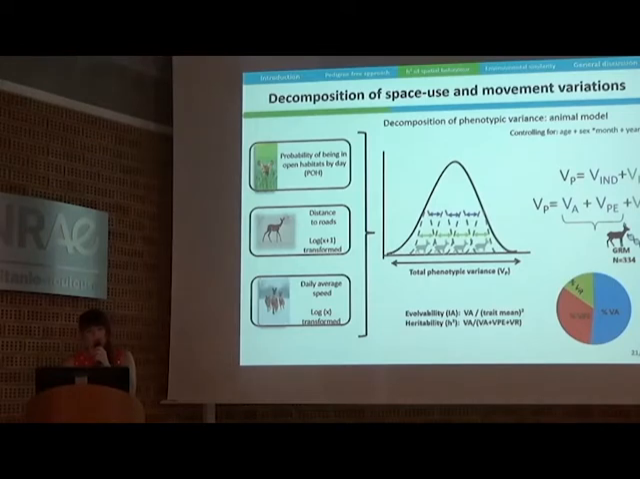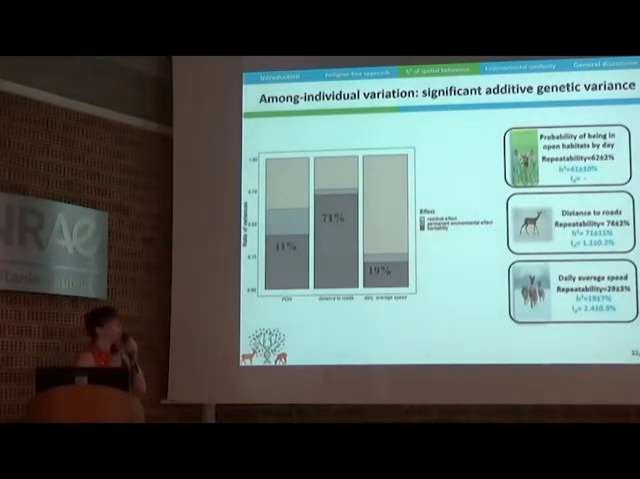Then we assess the different metrics to have evolutionary potential, such as evolvability and heritability. So what you can see in this graph is the decomposition of phenotypic variation for being in open habitat, distance to road, and daily average speed. And we can see that we have high heritability. So heritability is in dark gray. So high heritability for being in open habitat and distance to road, but moderate heritability for daily average speed.